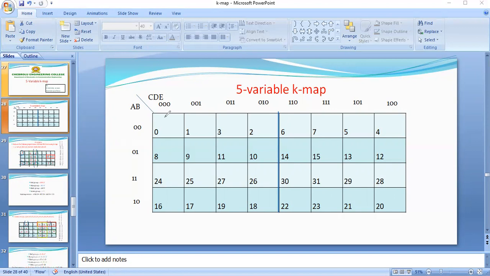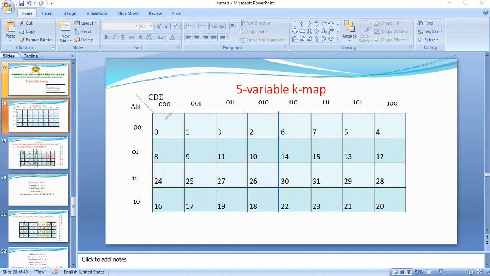After that, see here we have 4 rows and 8 columns. I divide these 4 rows and 8 columns into two 4-variable K-map groups, like this. Here the blue line represents the division into the two 4-variable K-map groups.